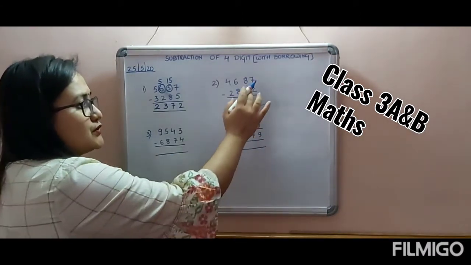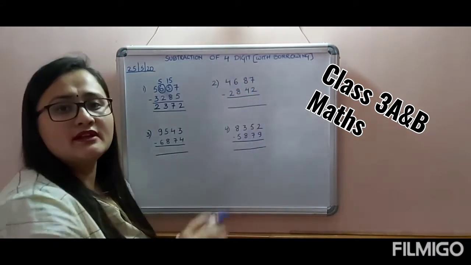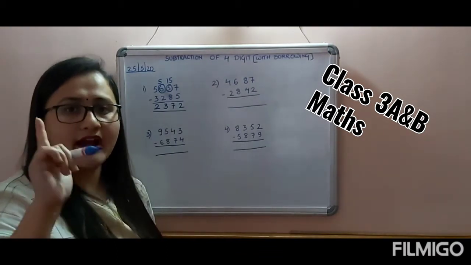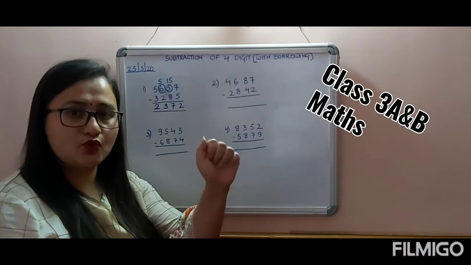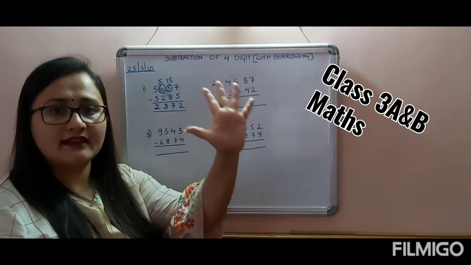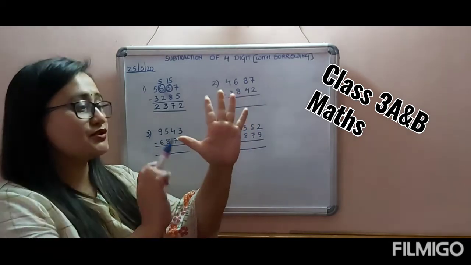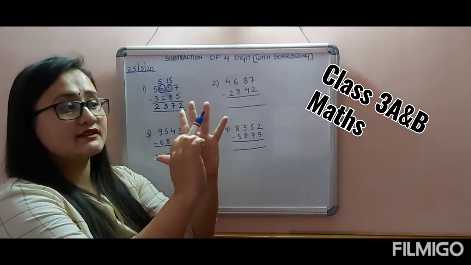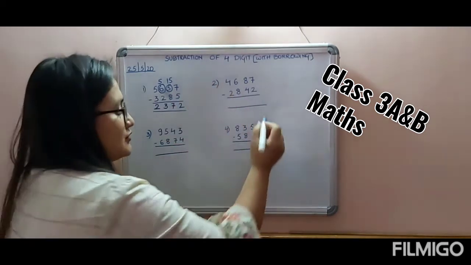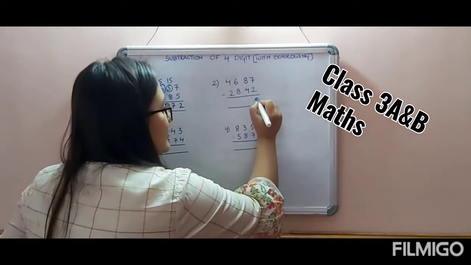So what you will do now? You will subtract 2 from 7. Keep 7 in your mind and start counting after 2. After 2 what comes? 3, 4, 5, 6 and 7. What is the number? So the number is 5. So here we will write 5.